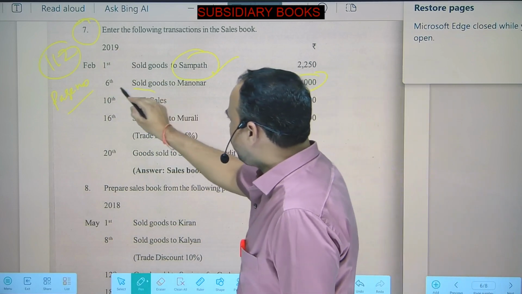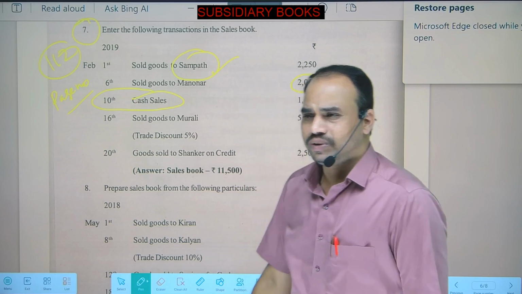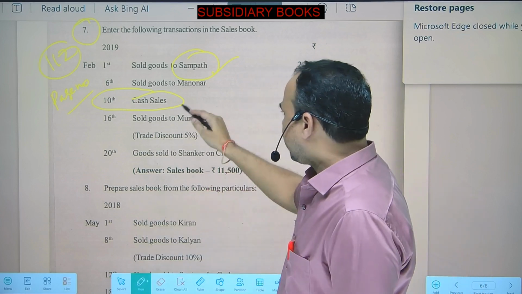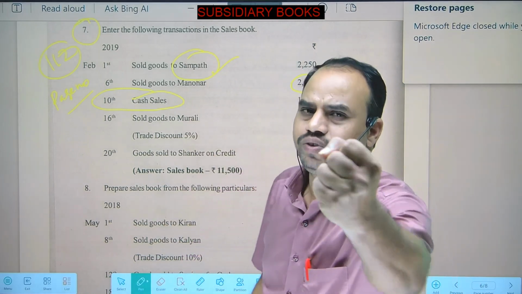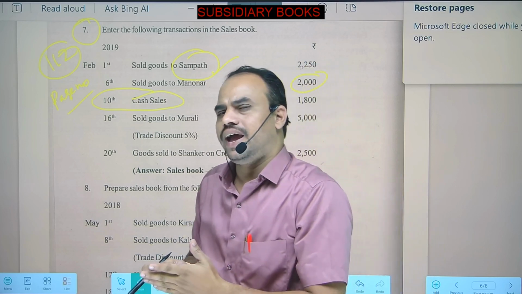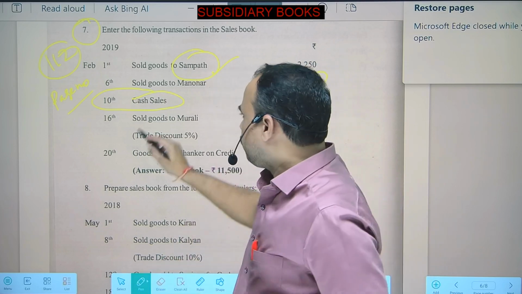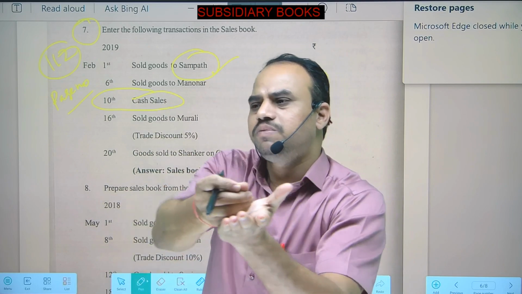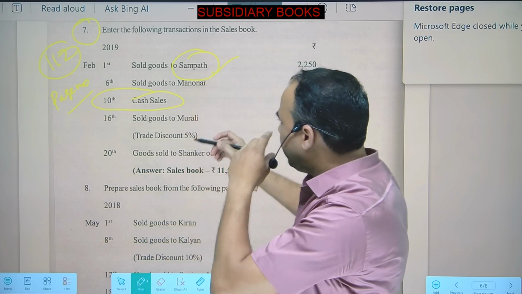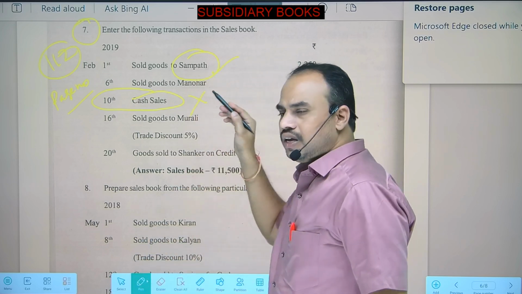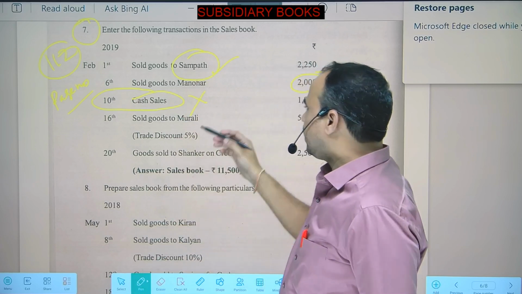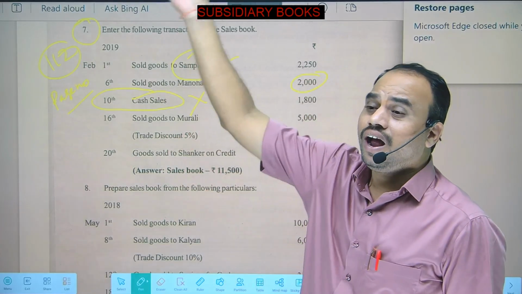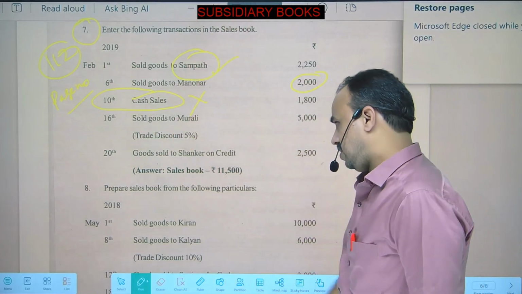See the third one, what is given? Cash sales given. Cash sales means we are not selling 500, 1000 or 2000 rupee notes. Cash sale means in business we sold goods and we received cash. So what is the meaning of cash sales, nana? Cash sale means we sold goods and took cash in return. Since we have taken cash by selling goods, we will not record it in the sales book, we'll record it in the cash book, so ignore this transaction.